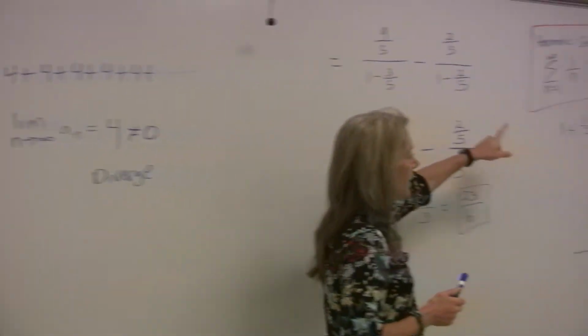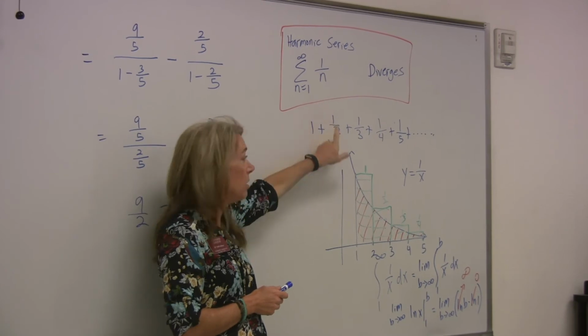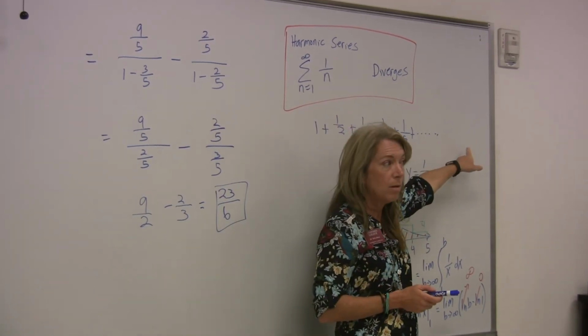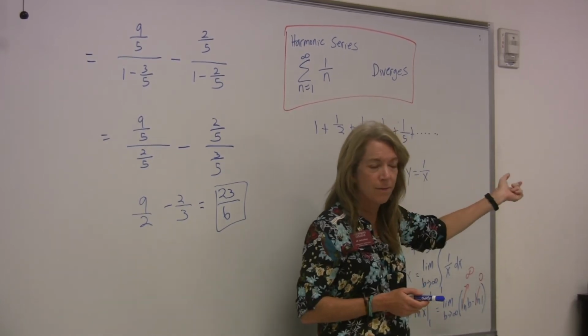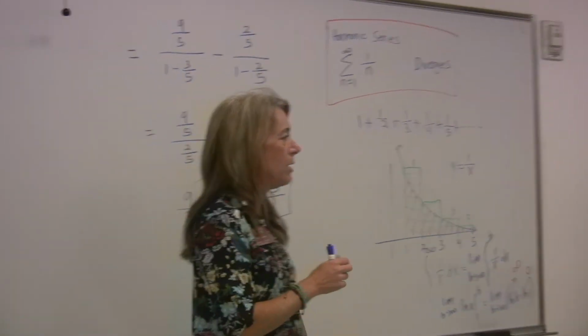What are these terms doing? Where are they approaching, these terms? They're approaching 0. Still diverges though. So it's an if-then statement. I'll give you an example.